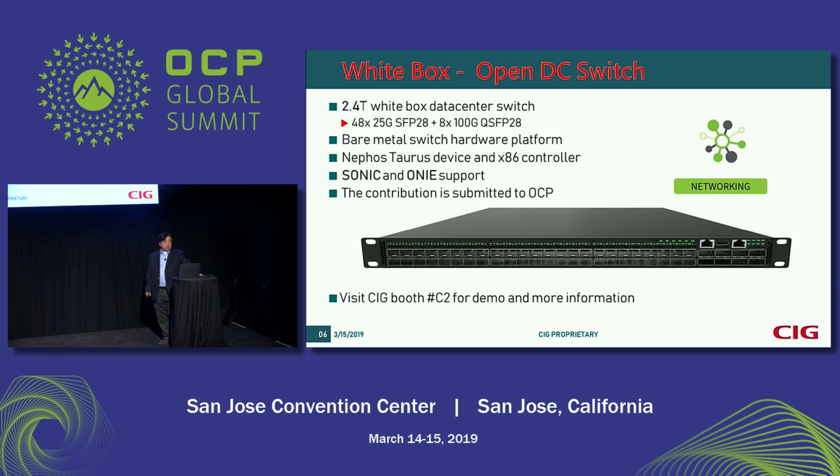Let me go a little bit more into the data center switch. Its total throughput is 2.4 terabits. It has 48 25 gigabit per second ports and 8 100 gigabit per second ports. It's a bare metal switch hardware platform and uses a Nephos chip as well as Intel's controller.